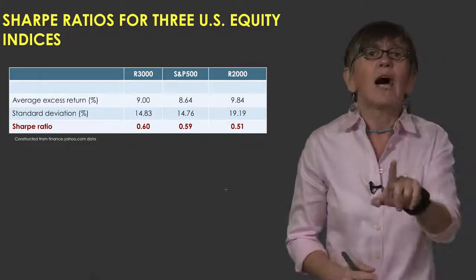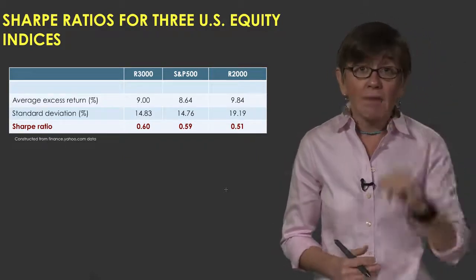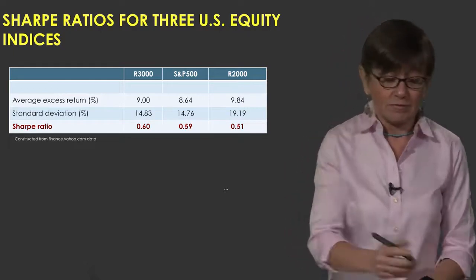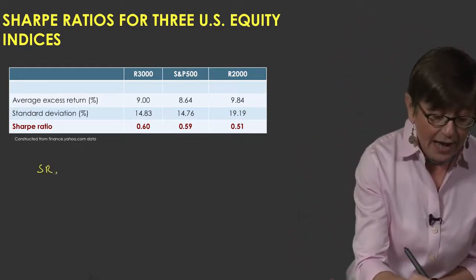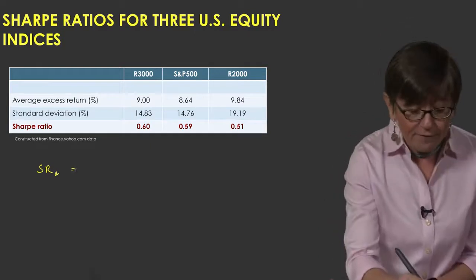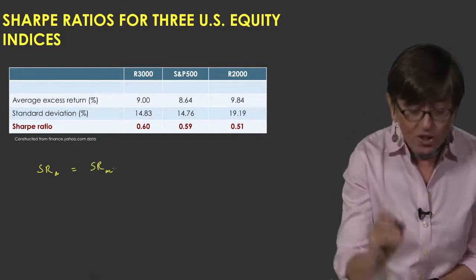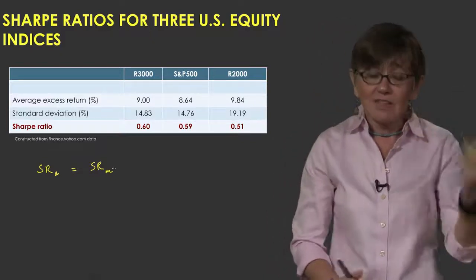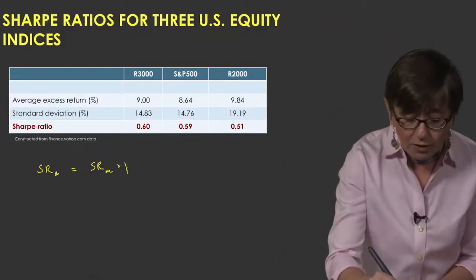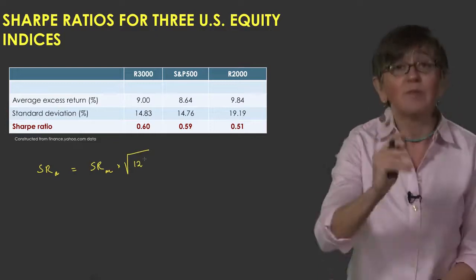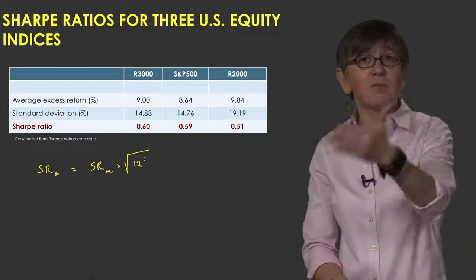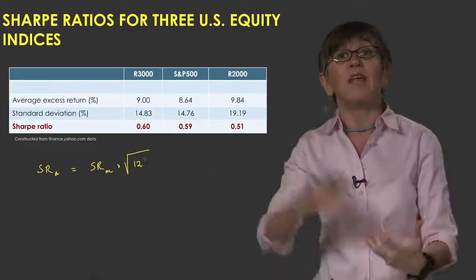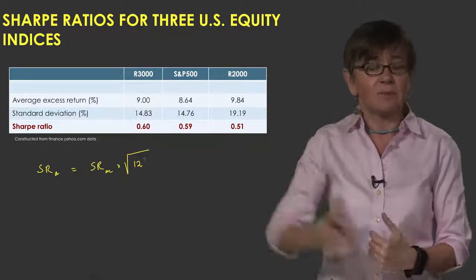Oh, wait, how do you annualize, for example, a monthly Sharpe ratio? So if I wanted to find the annual Sharpe ratio from a monthly Sharpe ratio, a Sharpe ratio computed from monthly data, well, it's like the volatility. I would want to multiply it by the square root of 12, right? So you multiply the Sharpe ratio by the square root of the number of periods in the year.